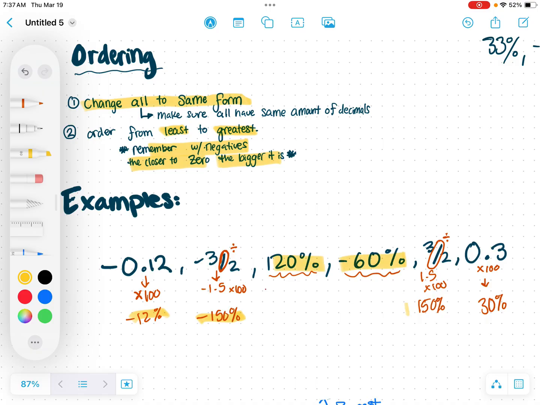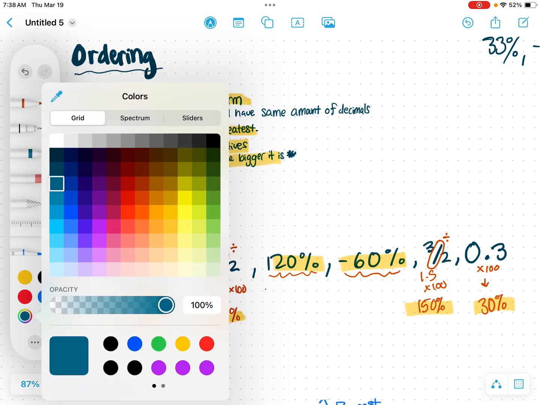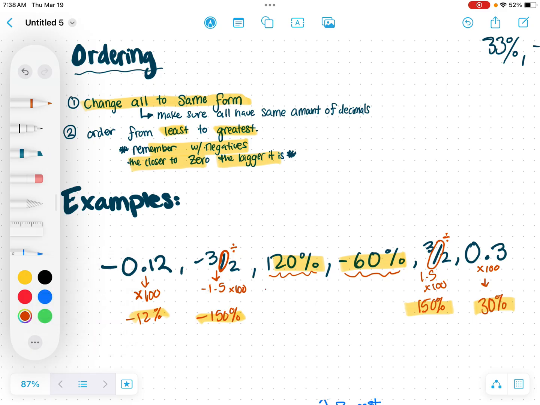Okay? So now that I have all of these turned into percents, we've got negative 12%, negative 150%, 120%, negative 60%, 150%, and 30%. We've changed them all, now we need to order them.